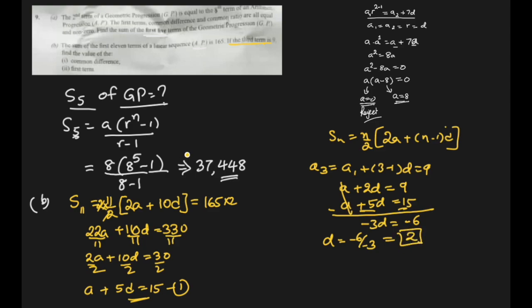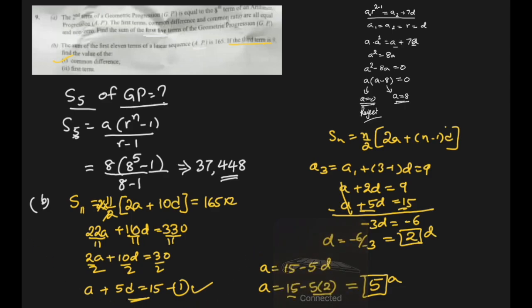We got 2. The first part is saying find the common difference. We found the common difference equal to 2. The first term we have to find, so we can use any equation. Let me use this one. So a equal to 15 minus 5d according to this, and we know d now. So 15 minus 10 is 5. This is a, this is d. We got both.